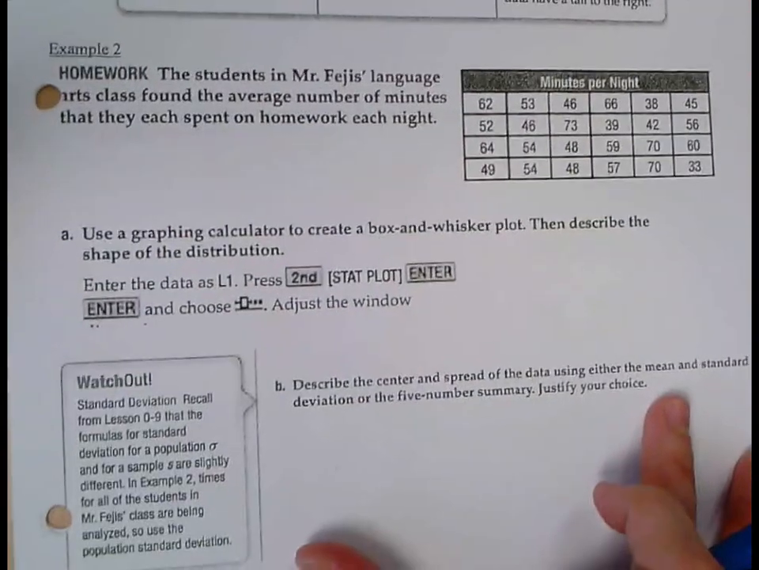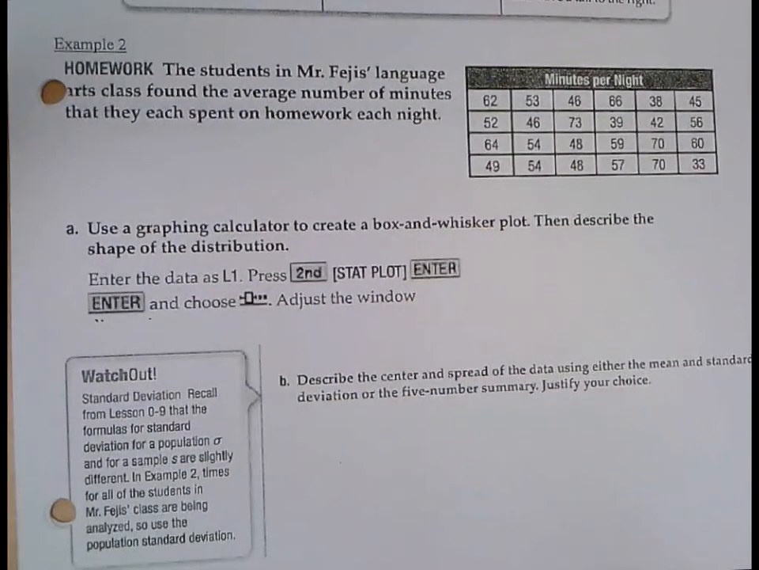So this is the same type of question. Example 2 is still having us determine the shape of the distribution, but we're using a box and whisker plot to do so, and then describing the center and spread with the appropriate statistics.